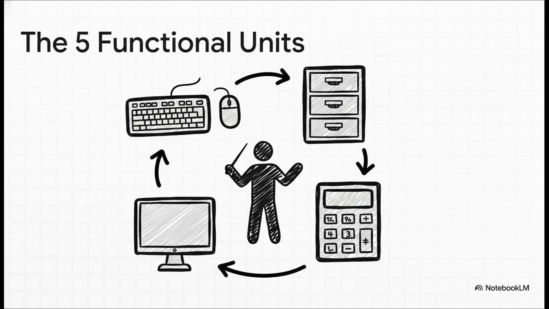So what does each department actually do? Well, the input unit is your keyboard and mouse. It gets information into the system. The memory unit is like a giant filing cabinet, storing everything the computer needs. The arithmetic and logic unit, or ALU, that's the calculator. It does all the math and makes decisions. The output unit is your screen or printer, showing you the results. And the control unit? It's the boss. It's the manager telling everyone else what to do and when to do it.